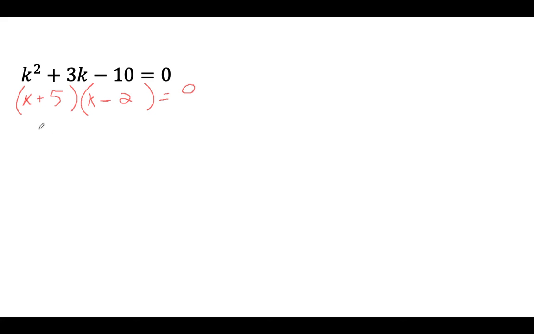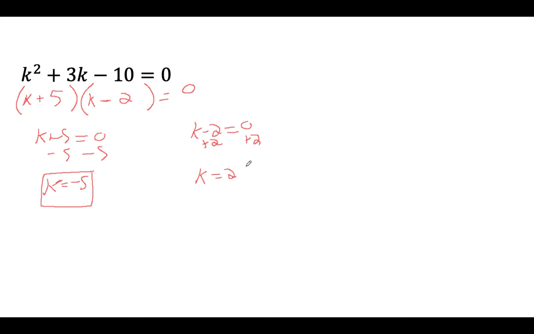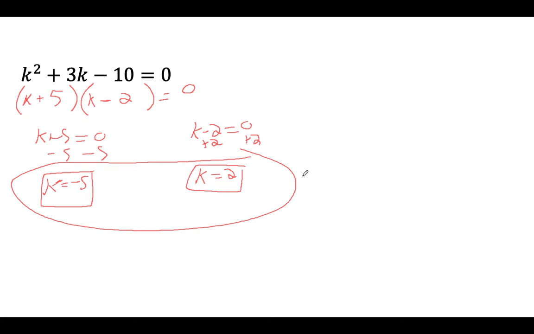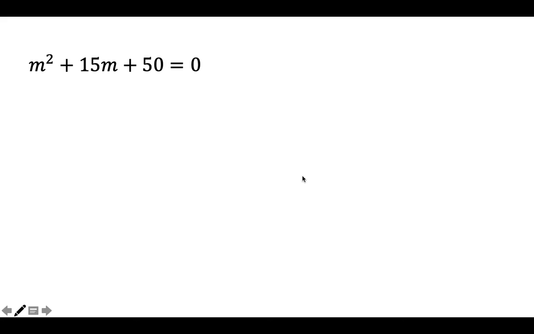So then you set each factor equal to 0. And then we need to solve. So subtract 5 from both sides. K equals negative 5. Add 2 to both sides. K equals 2. And there would be your two answers. Let's do one final one.